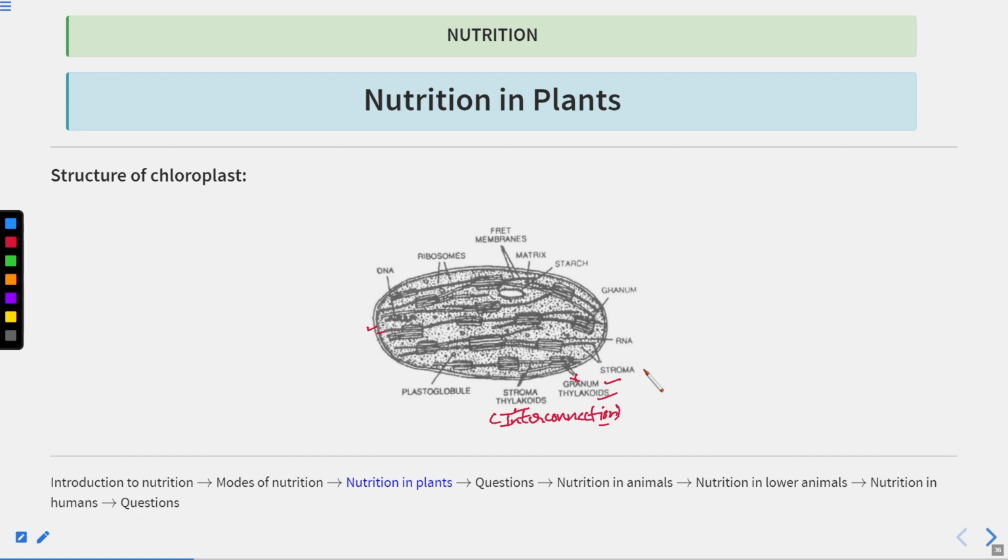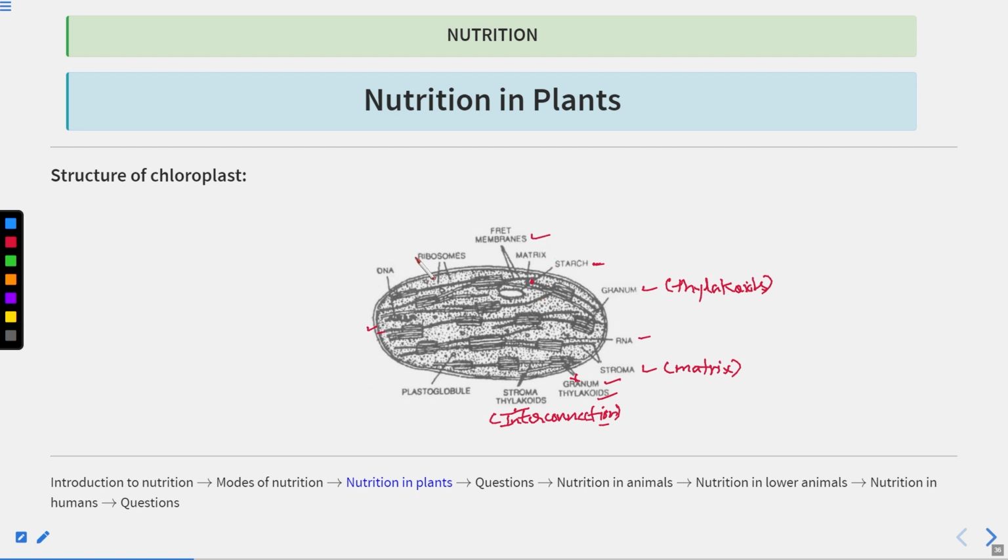This is the stroma, which is the proteinaceous matrix or semi-solid fluid. Here some RNA is present. This is the entire granum, which is made up of stacks of what? Thylakoids. Here some starch is present, starch droplets or starch molecules. Here these are the Fret membranes.